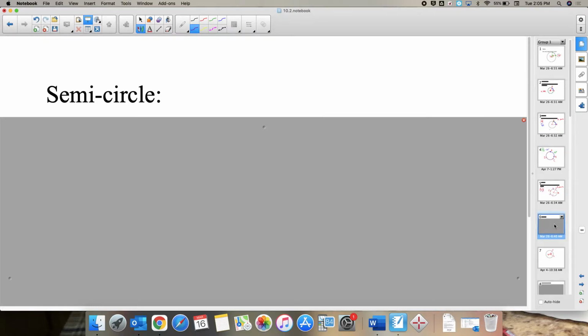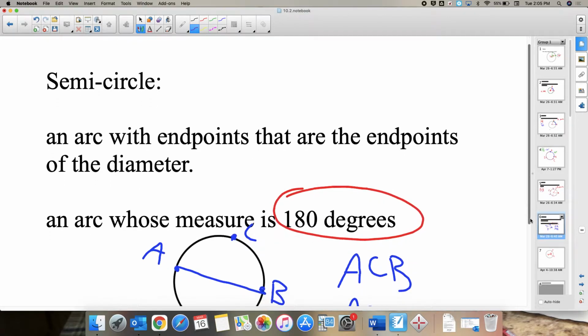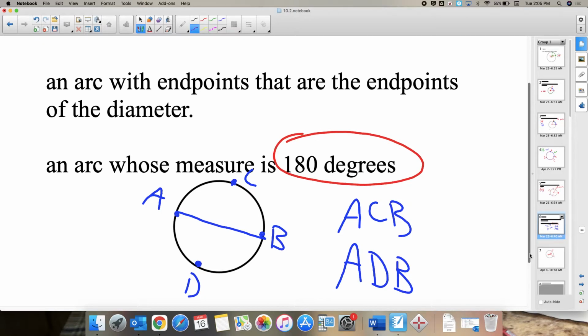A semicircle is exactly half of your circle. It is an arc whose endpoints are the endpoints of your diameter. So it's an arc whose measure is 180 degrees. We can look at arc ACB or arc ADB being two different semicircles if AB is the diameter of your circle here.